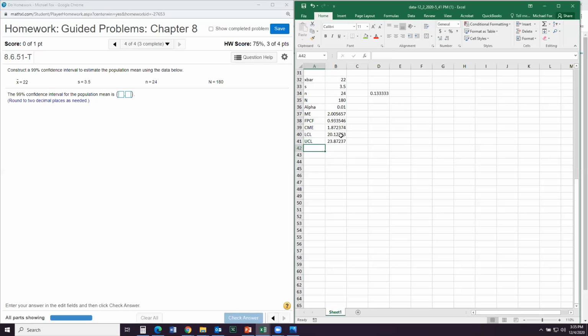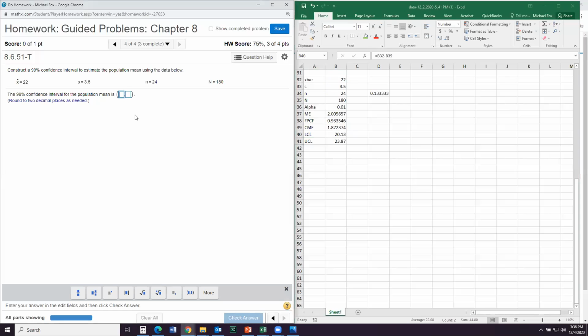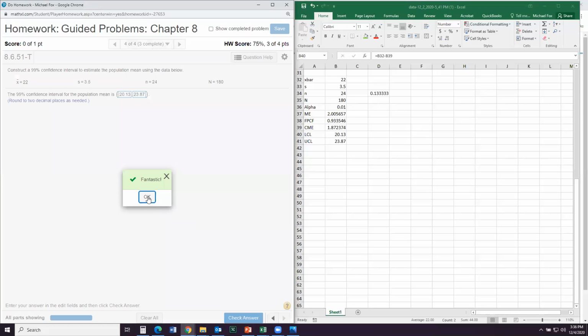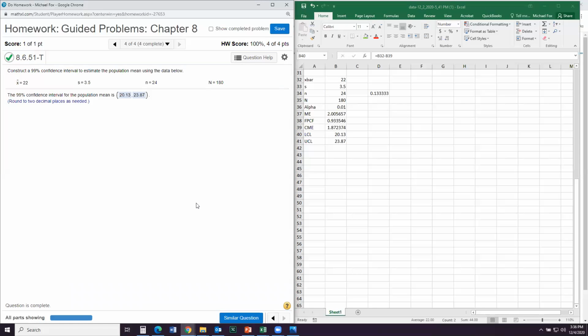They want the answer in 2 decimal places, so I'll let Excel do the rounding. And I'll say I am 99% confident that given these parameters, our population mean is somewhere between 20.13 and 23.87. That's it. So hopefully that wasn't too painful, and hopefully it gives you the tools you need to be successful on the rest of the assignment.